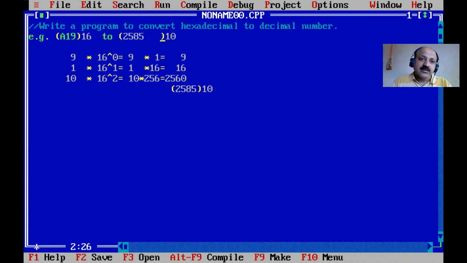2585 is the answer we get when we input capital A19, so that is hexa to decimal number. So let us start.